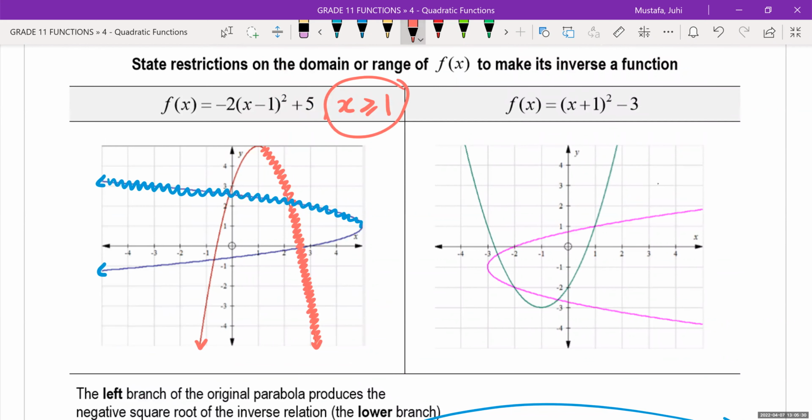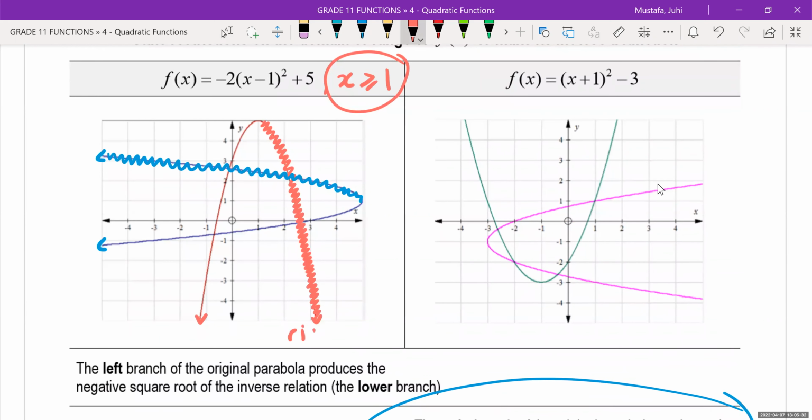So let's write that down. The right-hand side of the original, this side right here, is going to give you the positive square root part. When you take your inverse, you know how there's a plus or a minus? The plus refers to the top part of the parabola.